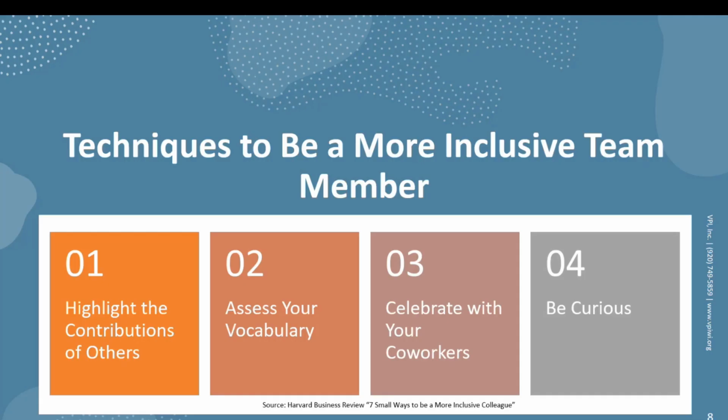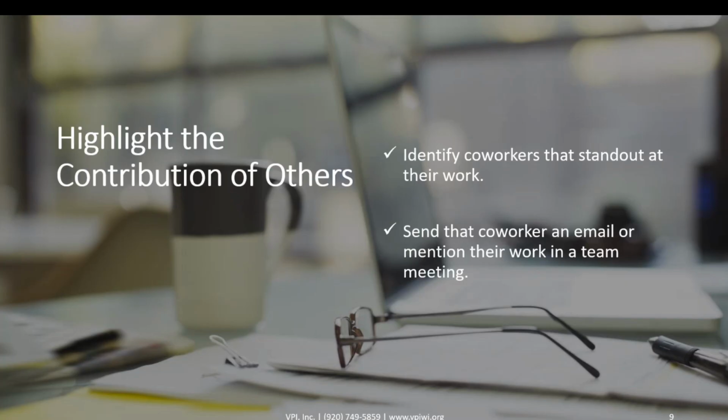So why don't we jump into really the meat of the lesson here? This is taken largely from a study by Harvard Business Review of ways to be a more inclusive colleague. And I want to highlight four of the areas that they found. We're going to jump into each one of these, so I won't read them off now. But why don't we jump right into highlighting the contribution of others?